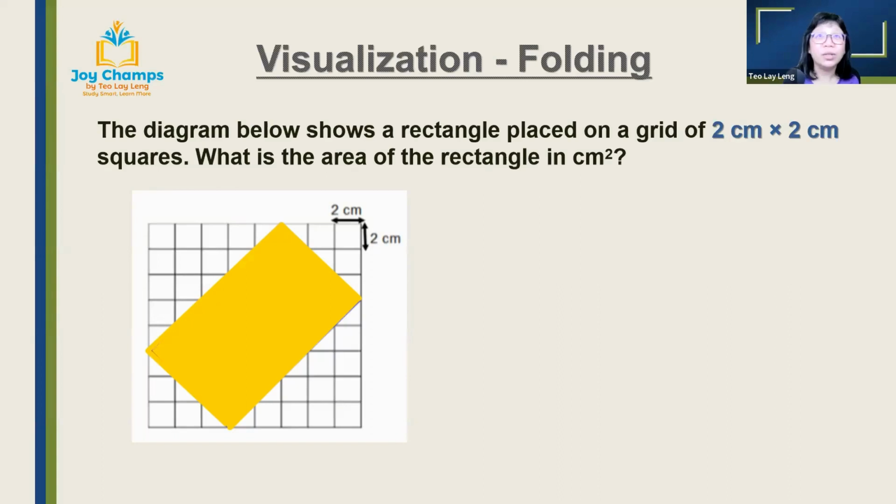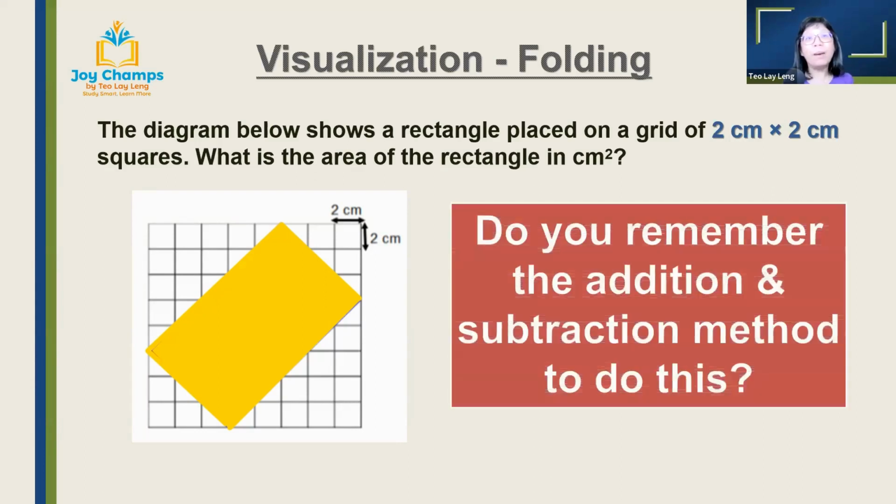Visualization using the skill of folding. Now, the diagram below shows a rectangle placed on a grid of 2 centimeter by 2 centimeter squares. What is the area of the rectangle in square centimeter? Do you remember the addition and the subtraction method to do this? Well, if you can remember, well done. You can try to solve this question along with me as I explain to you how it's done.